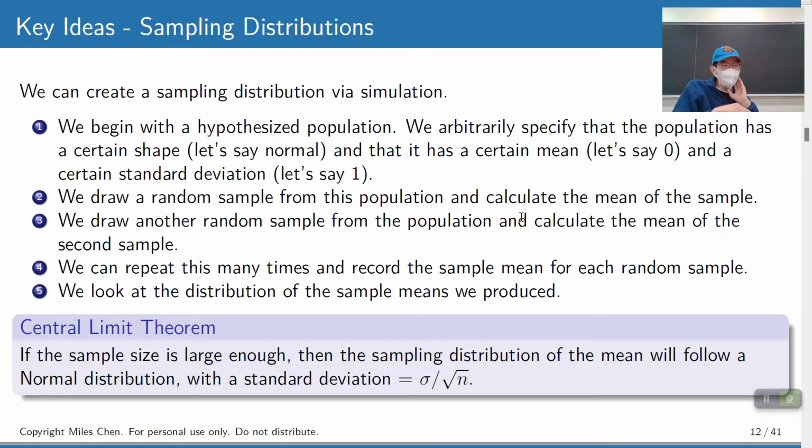And so one way is we can generate a sampling distribution following this process. We imagine some hypothetical population.